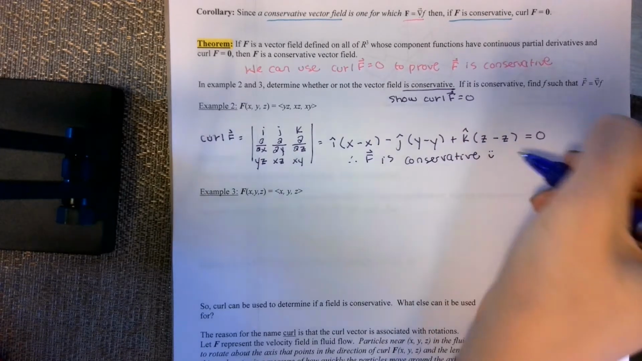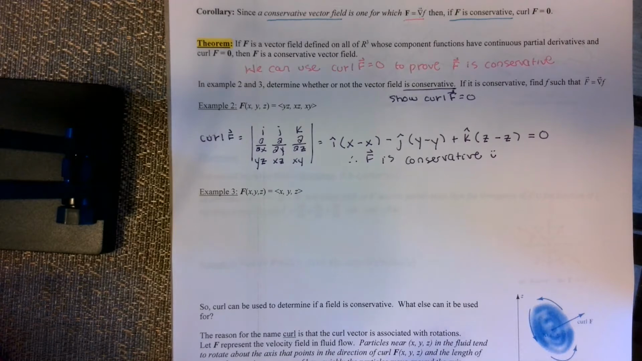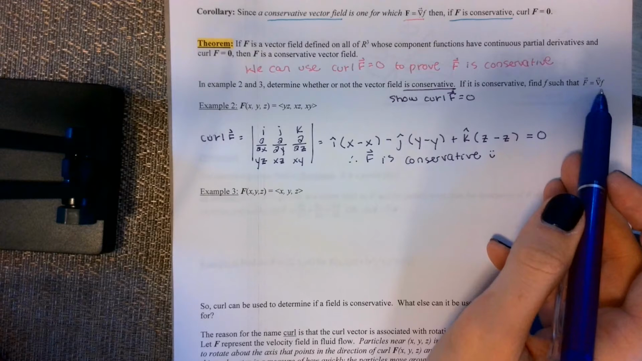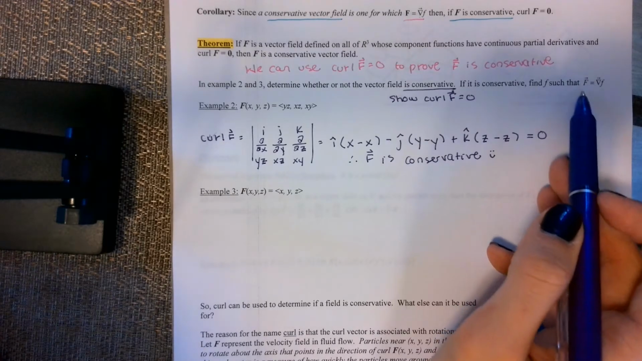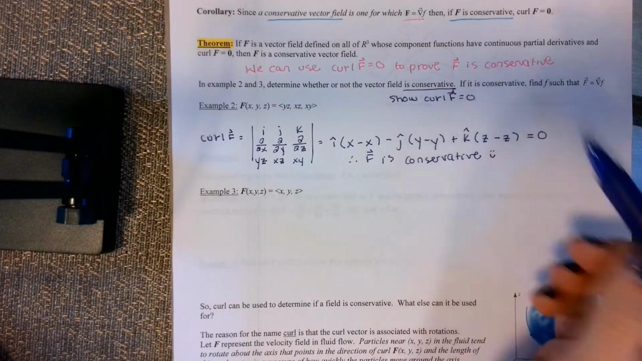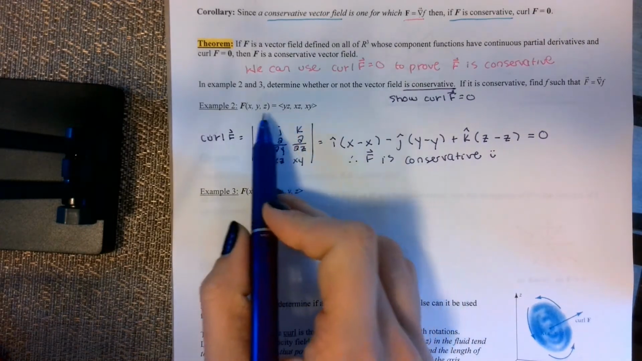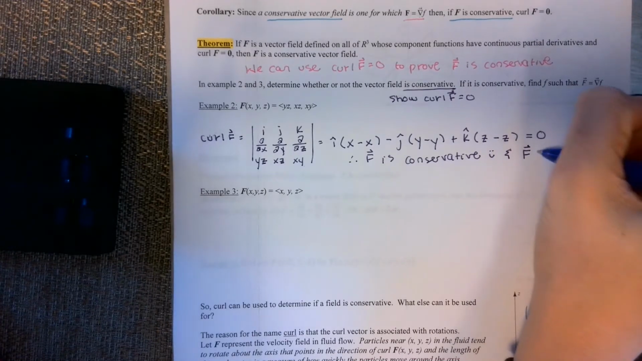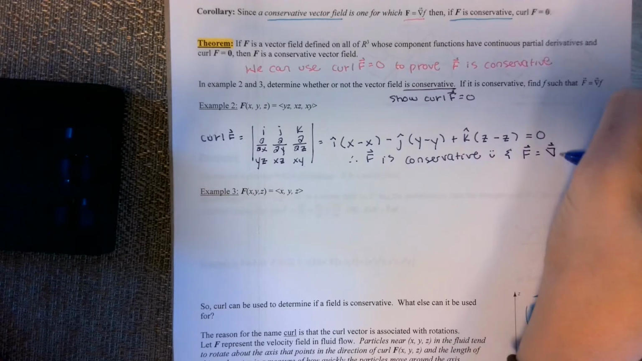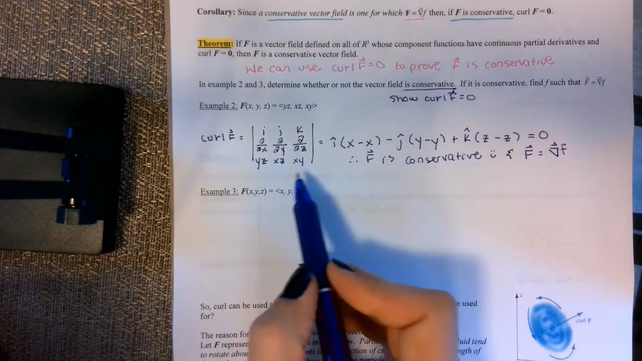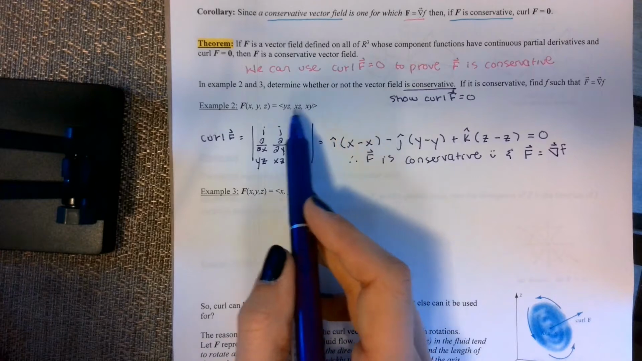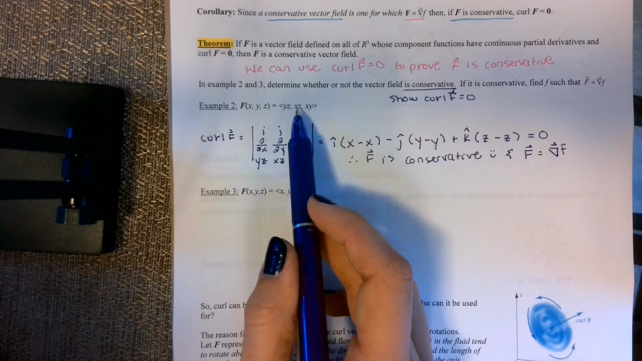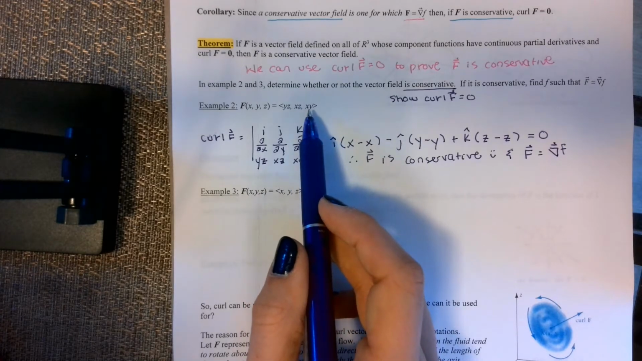Okay, so since it's conservative, we then want to find f, the function for which the gradient vector of that function is equal to this big F vector field. We can do that by looking at each component individually. Remember that since we just proved F equals gradient f, each component here is a partial derivative: this is the partial derivative of little f with respect to x, this is with respect to y, and this is with respect to z.